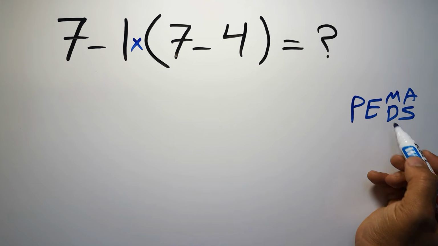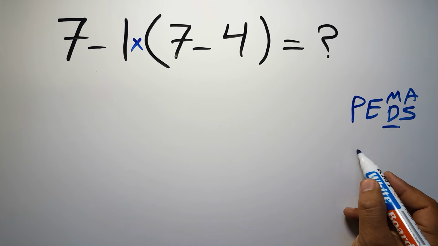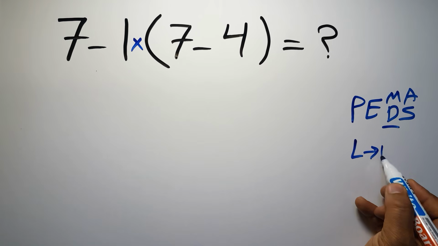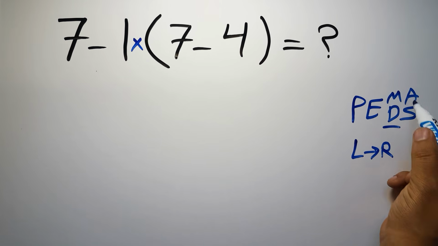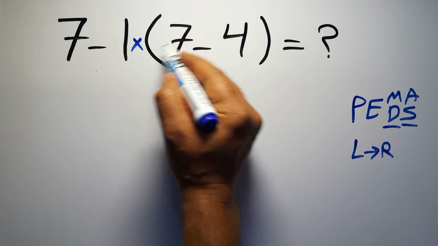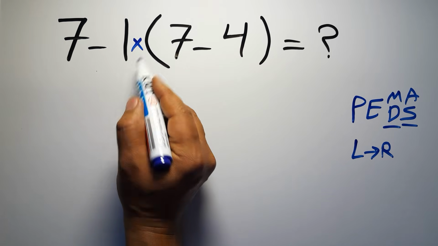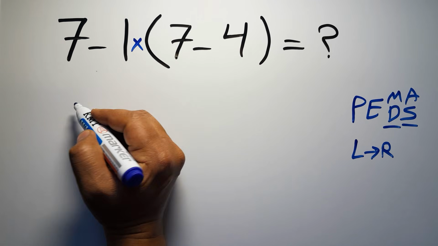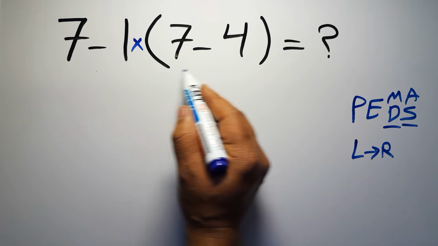Remember that multiplication and division have equal priority, and we have to work from left to right. And the same applies to addition and subtraction. So here, first we have to do this parentheses, then this multiplication, and finally this subtraction. Okay, so first this parentheses.